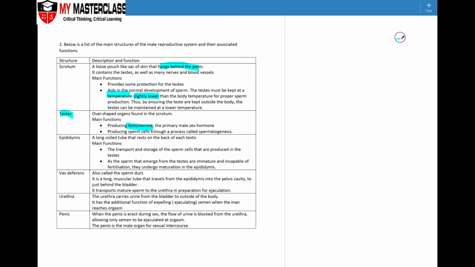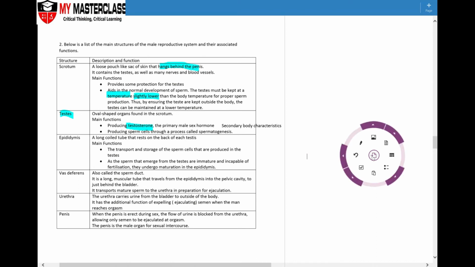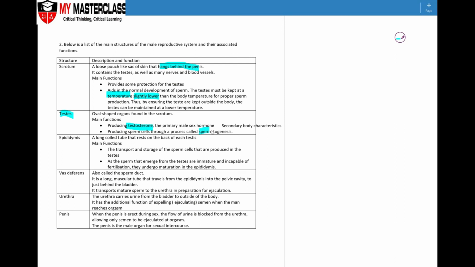So what is the purpose of these testes that the scrotum will actually support? It is to provide testosterone. Testosterone is a hormone that is produced during puberty in larger quantities, resulting in the maturation of body characteristics. Secondary body characteristics will then be fully developed due to the presence of testosterone. Testosterone is higher in concentration in males, which differentiates males from females upon puberty.